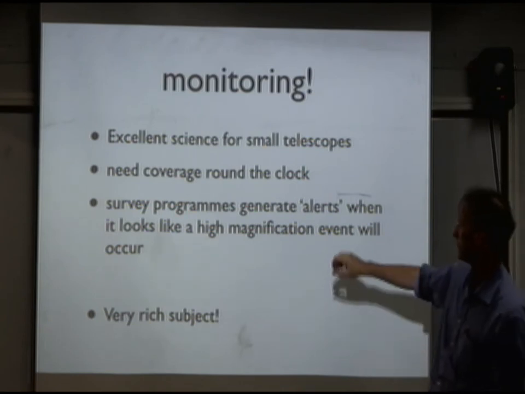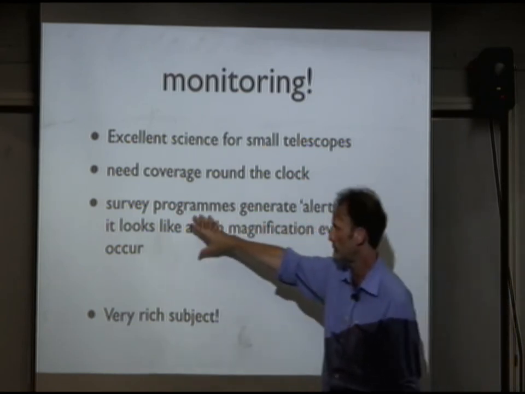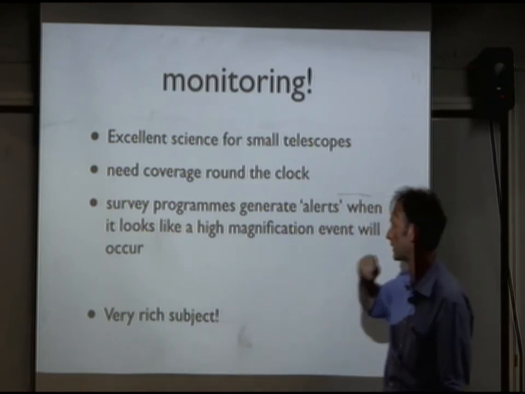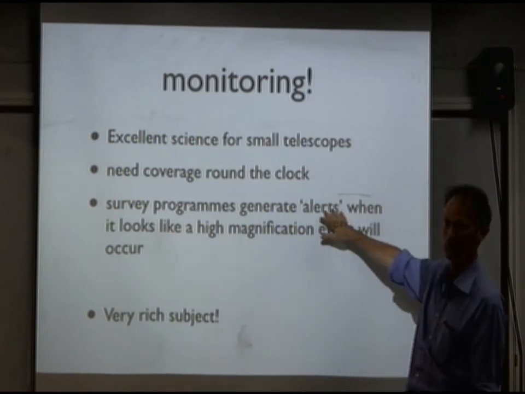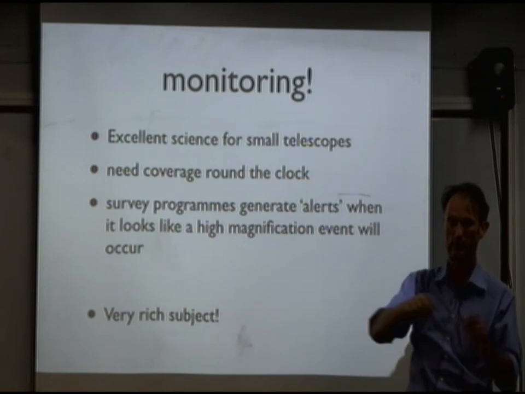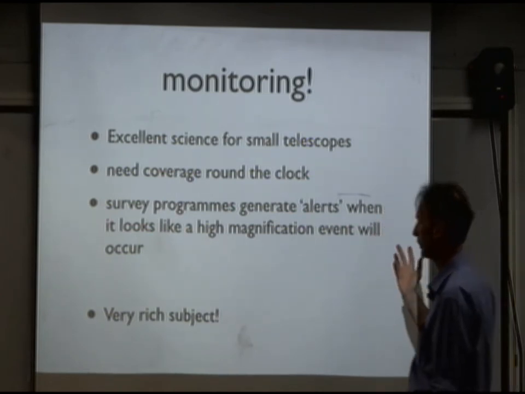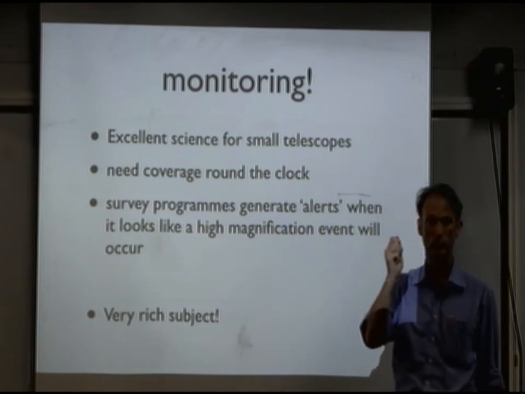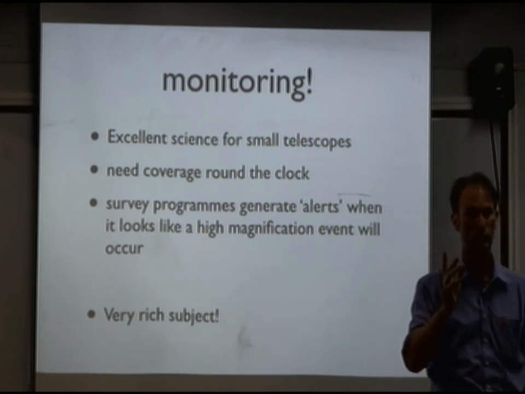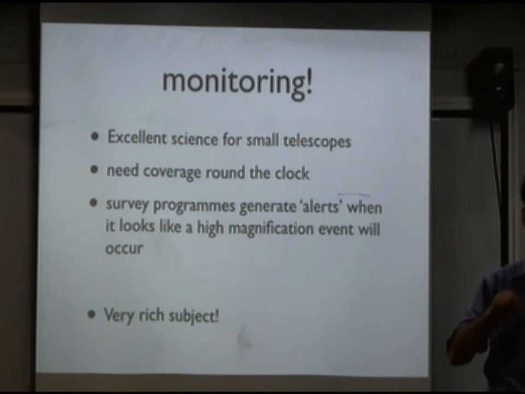And so typically what happens is that there's a number of survey programs. At the moment, OGLE, I think, is the most active one. And they generate alerts all the time. So whenever they see a microlensing event that looks like it's going to get really bright, they send out the coordinates and they tell everyone with a telescope who wants to keep monitoring this star as often as possible so you can get these very high resolution light curves and even try to find these sharp changes in the magnification.